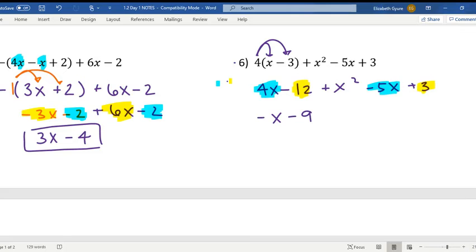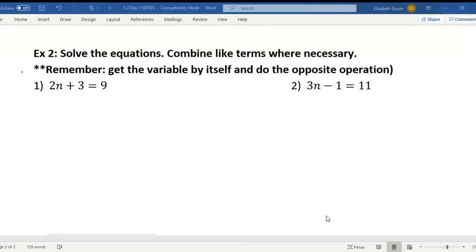Yeah, and you could put a 1 in front of it if you want, Len. It means the same thing. And then the x squared had nobody to combine with, so we're just going to drop that down. Okay? So some equations. We didn't have those calculators out. Better get them out now.